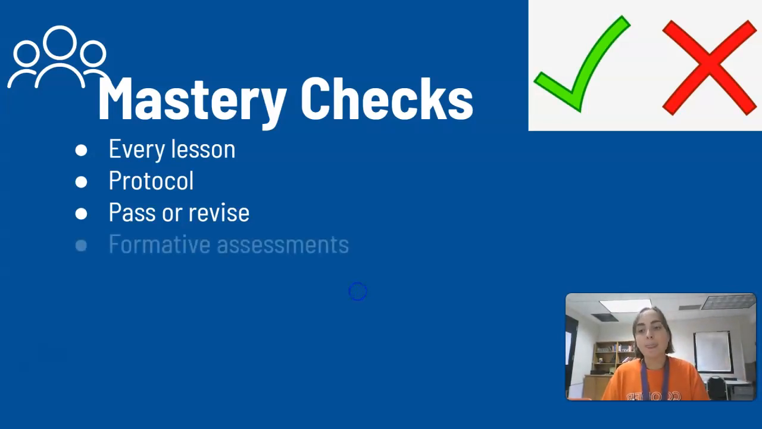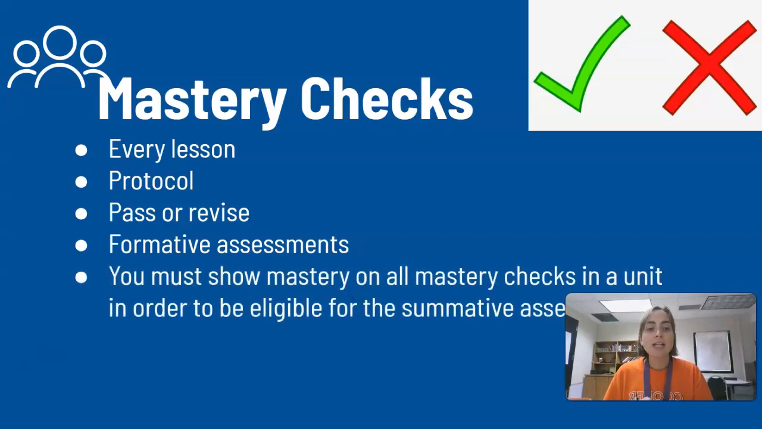This is a formative assessment, so they're each worth 10 formative points. If you need to revise, you can still get full credit. You can get all of those points by revising your mastery check. And you've got to show mastery, so you've got to pass all the mastery checks in the unit in order to take the summative assessment.